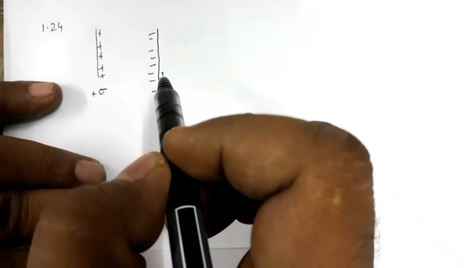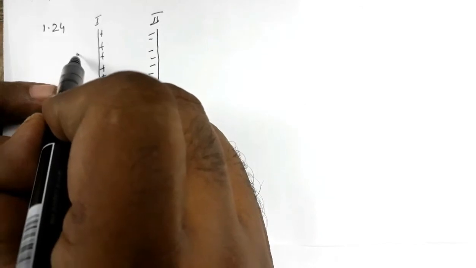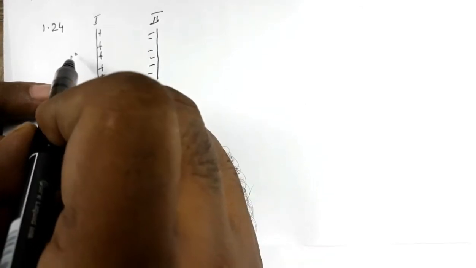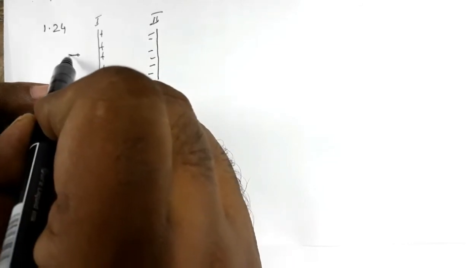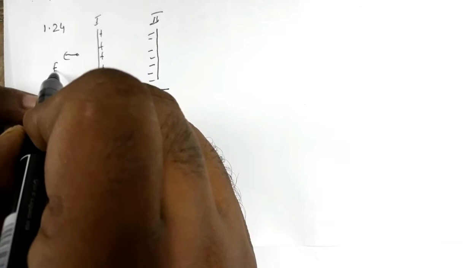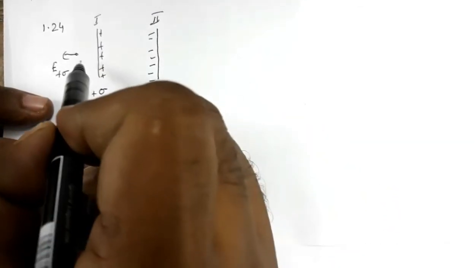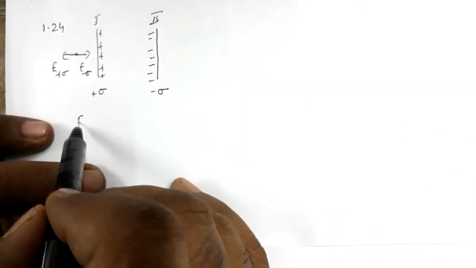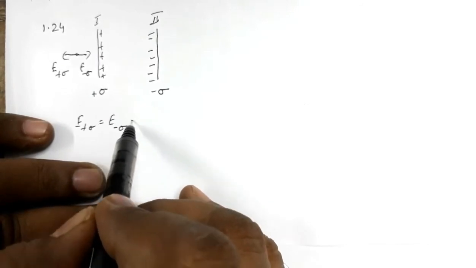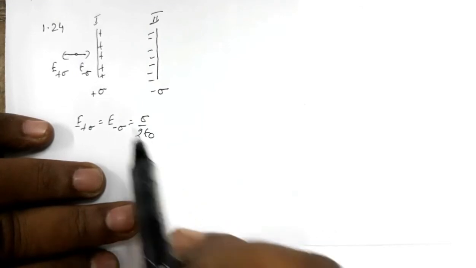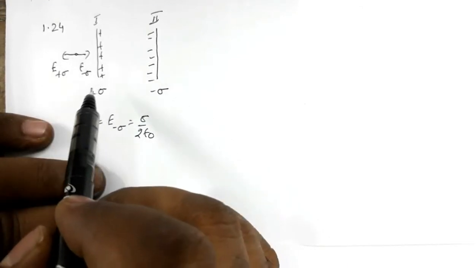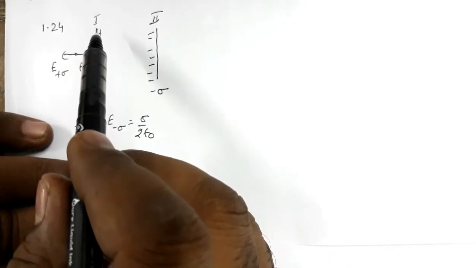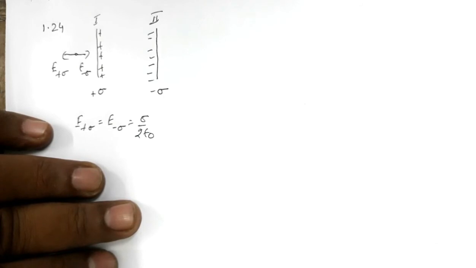Now the electric field in the outer region of the first plate. So this is the first plate, this is the second plate. Outer region of the first plate means this side. For the positive surface charge density, the electric field intensity at this point will be in this direction. This is E plus sigma. For the negative charges, the electric field intensity will be in this direction. So this is E minus sigma. The magnitude of E plus sigma is equal to E minus sigma, which is sigma by 2 epsilon naught. The two fields have the same magnitude but opposite direction, so the resultant field will be 0. So in the outer region of the first plate, the electric field will be 0.